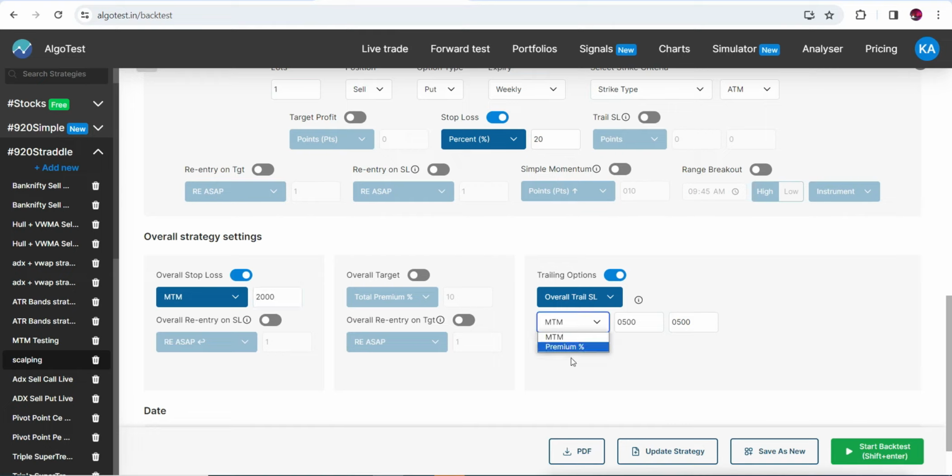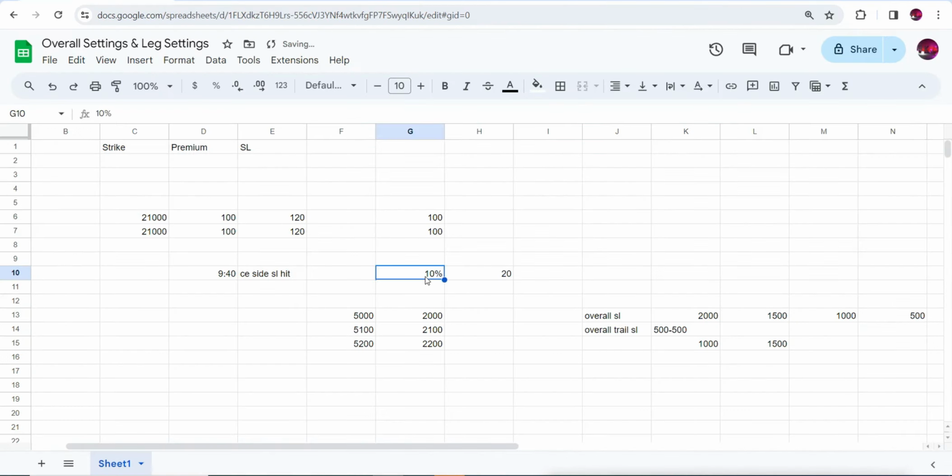And we can also put it in percentage terms. How percentage works is that it will calculate according to the percentage of our premium. For example, I enter 10 percent, 10 percent. How this 10-10 works is, it will calculate 10 percent of the overall premium. Overall premium is 100 rupees plus 100 rupees, which is 200 rupees. 10% of a 200 rupee premium is 20 points.